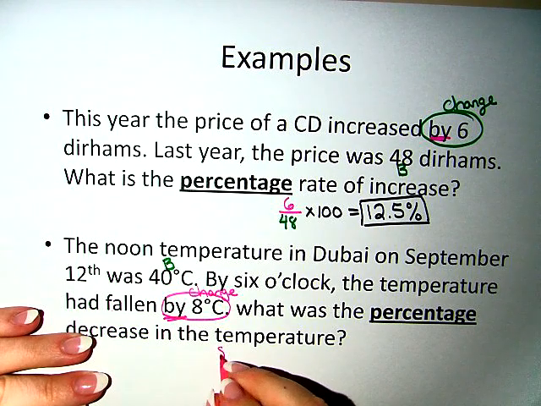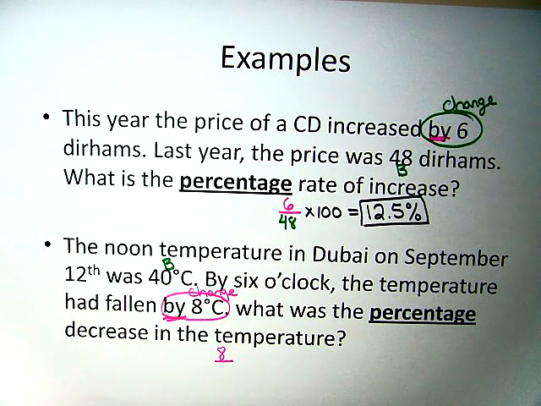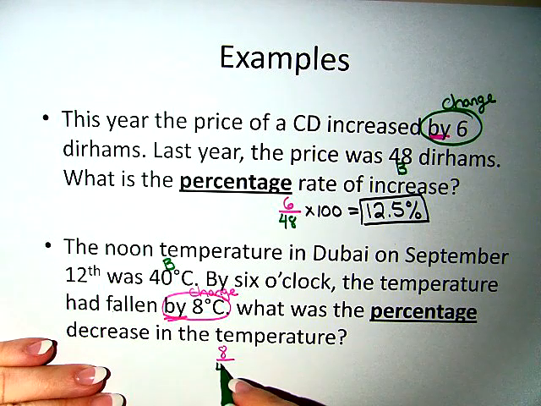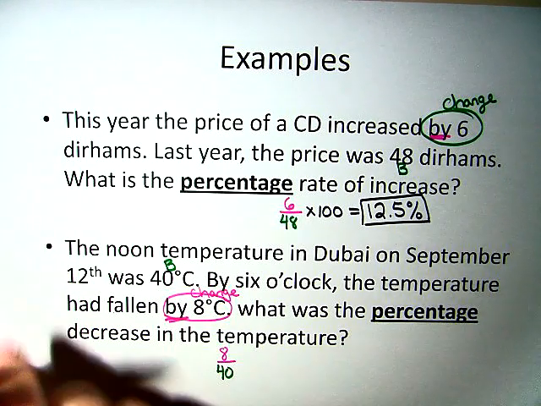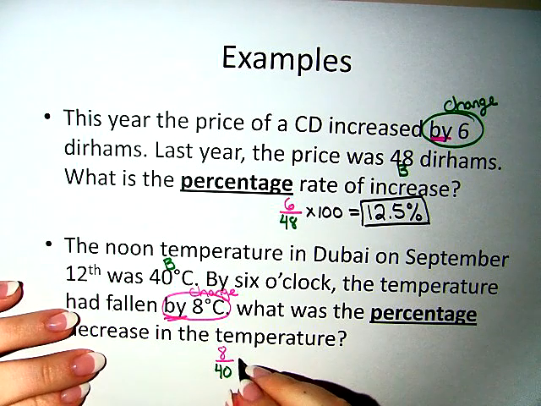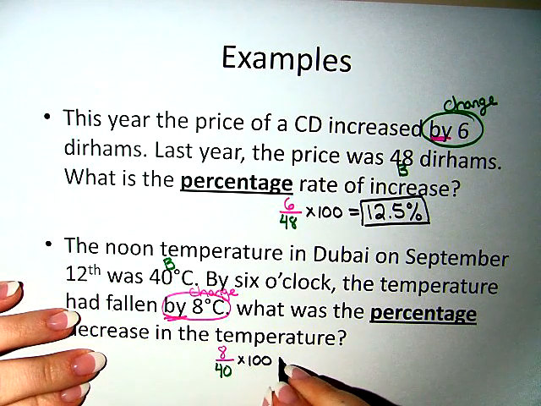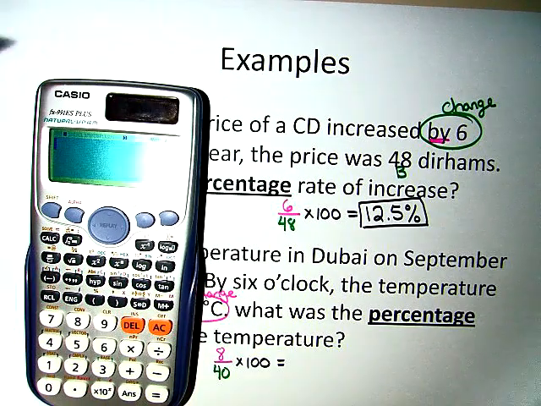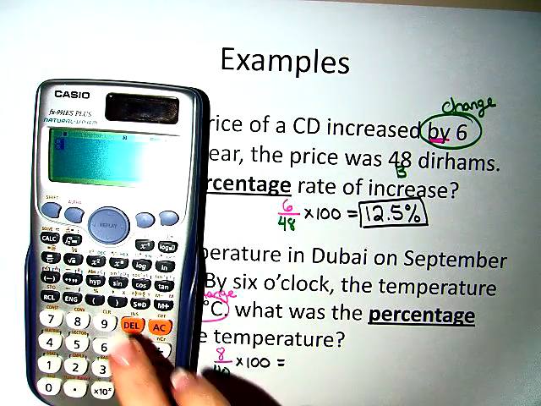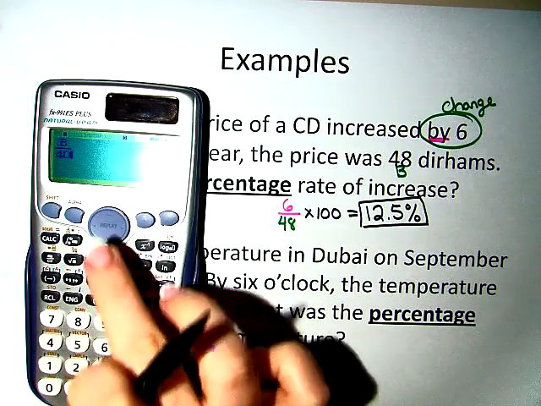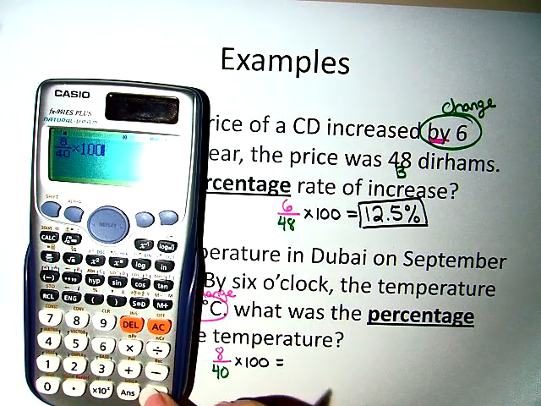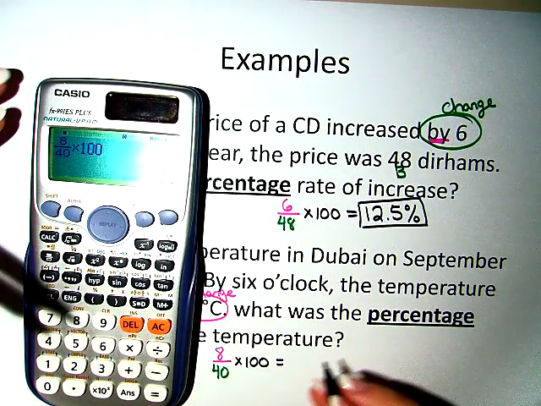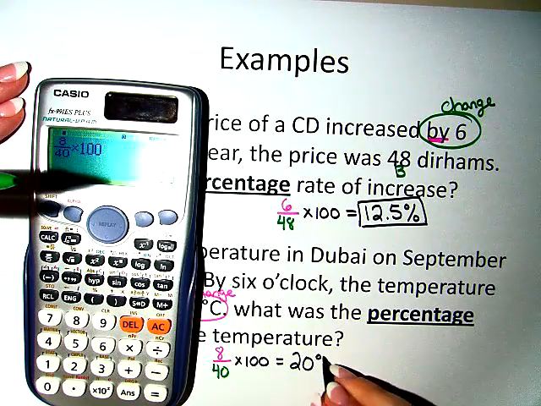Okay, so we're going to do 8 over 40. Now we have to multiply by 100 to make it into a percentage. And let's do that real quick on our calculator. Okay, 8 over 40 times 100. And it immediately gives us that the answer is 20%.